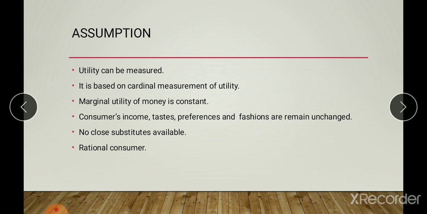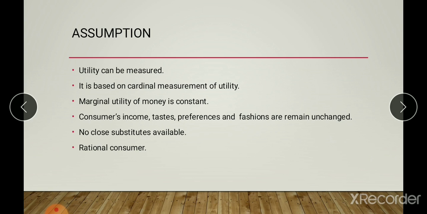Utility can be measured. Professor Alfred Marshall says that utility can be measured because it is based on the cardinal measurement of utility. You know the difference between cardinal measurement and ordinal measurement. Cardinal measurement means utility can be expressed through numbers, like 1 util, 2 utils, 3 utils, 5 utils, and so on.